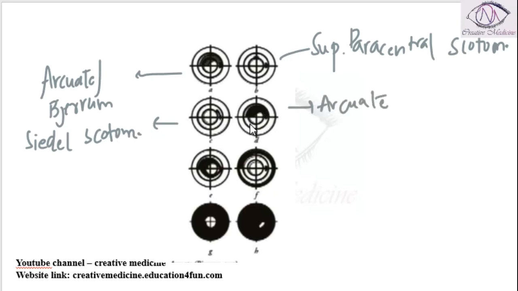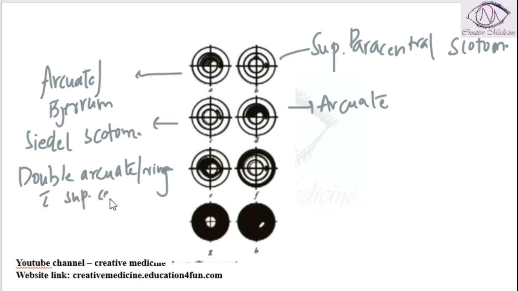When this arcuate scotoma meets with one more arcuate scotoma here like this, it is actually a double arcuate scotoma or ring scotoma, but here there is also a sharp angled border. So along with this, a superior central nasal step is present here.